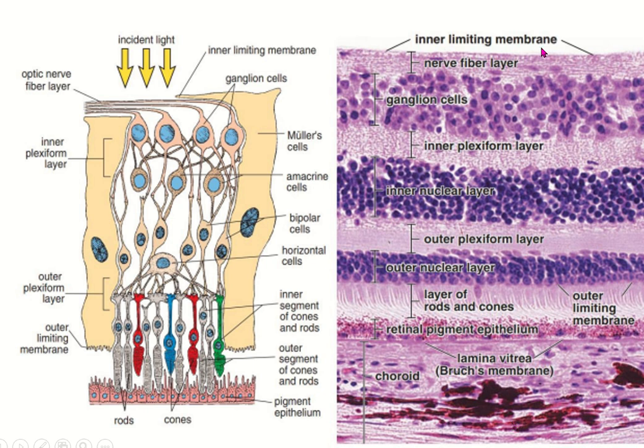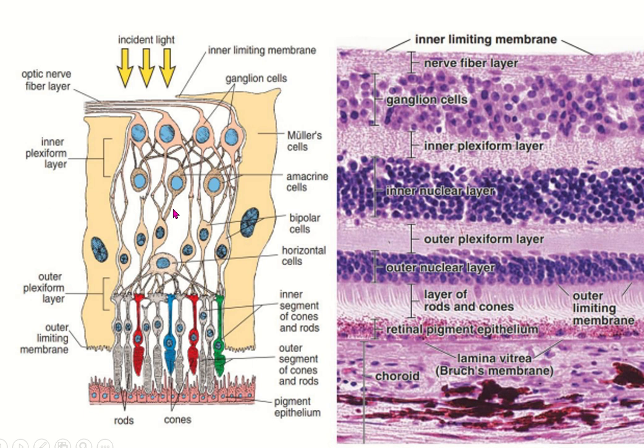This is the outer limiting membrane, nerve fiber layer, ganglionic cell layer, inner plexiform layer, inner nuclear layer, outer plexiform layer, outer nuclear layer, layer of rod and cone cells, and retinal pigment epithelium.